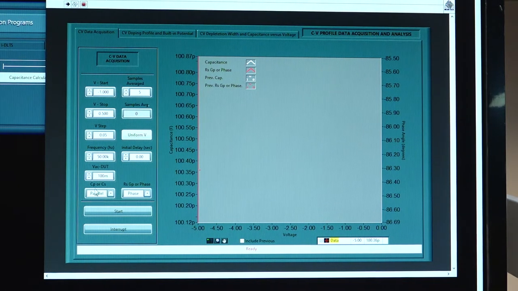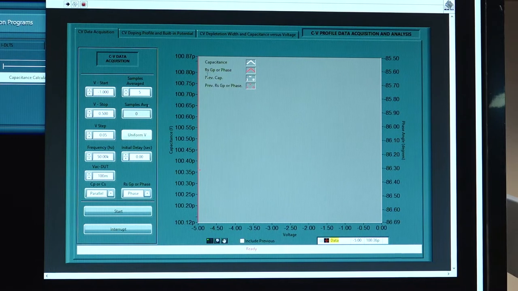Next is we have to select the equivalent circuit mode in which the capacitance meter will detect the capacitance. So there are two modes, parallel mode and series mode. Generally, series mode is used when a significant amount of current flows through the device structure, and parallel mode is used when the device offers high impedance. So let us begin with parallel mode.